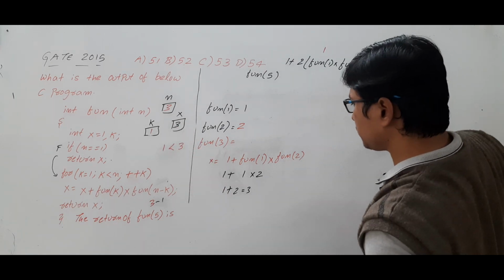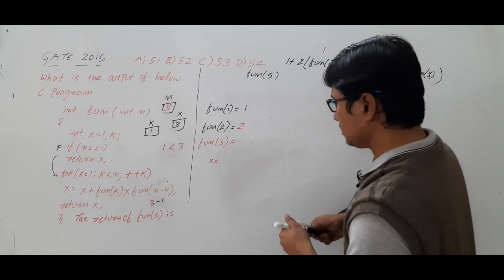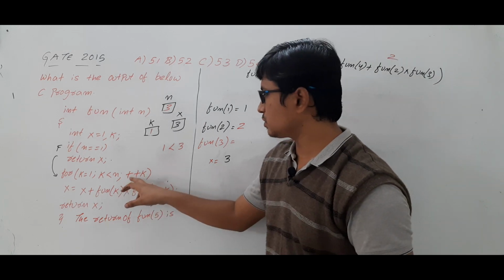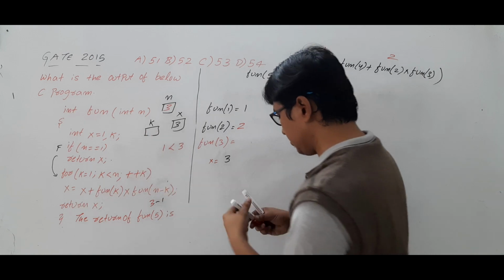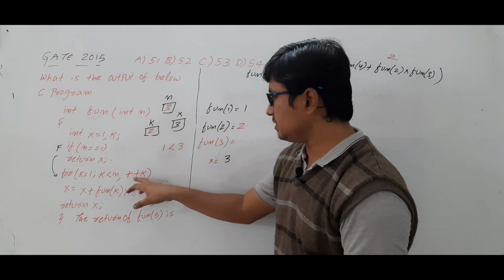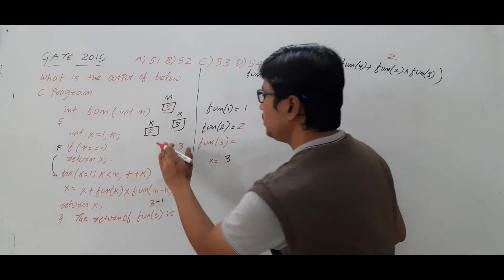Okay, are you able to understand? You can write this entire part as 3. x value is currently 3. Now look at this one. k value will be incremented. Now k value will be updated to 2. Okay, if k value is updated to 2, again you will check the condition. 2 is less than 3.